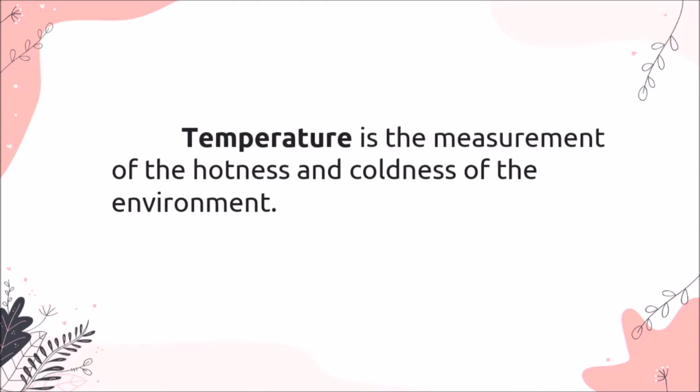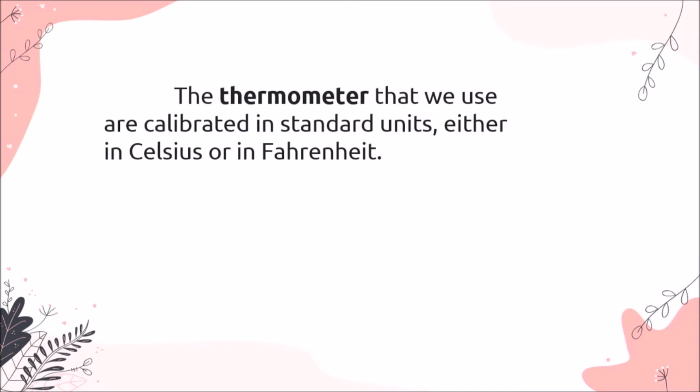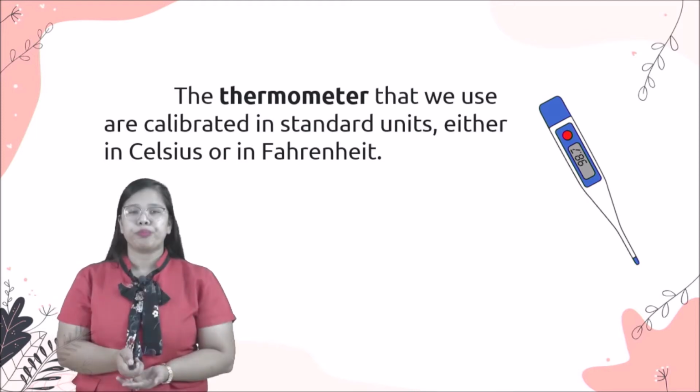So let's first define what is temperature. When we are talking about temperature, grade 5, it is the measurement of the hotness and coldness of the environment or within ourselves. The thermometer is the one we are using. The thermometer we use is calibrated in standard units, either in Celsius or Fahrenheit. As you can see, that is an example of a thermometer.